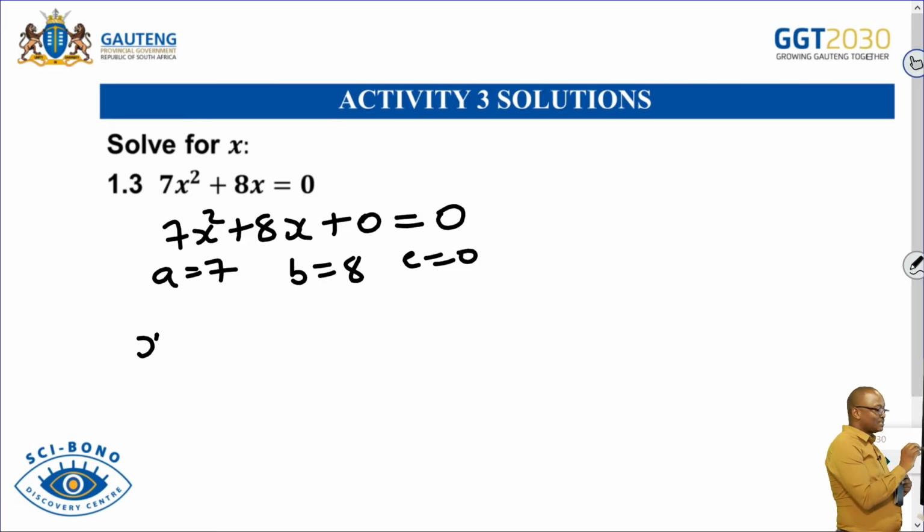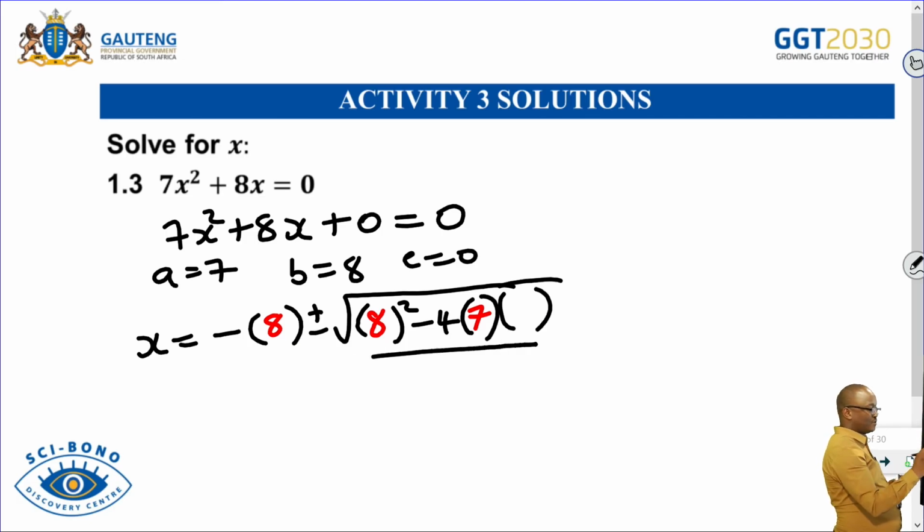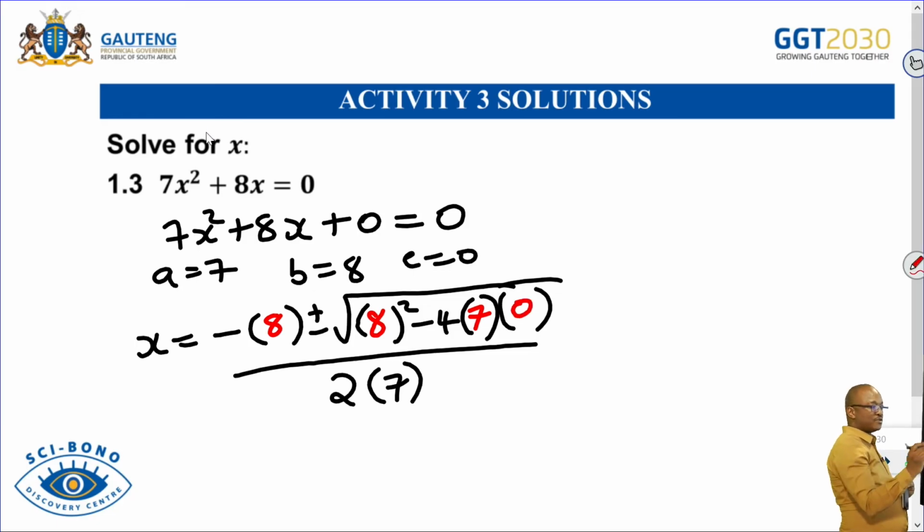Then when you use your quadratic formula, you're going to have 7 plus minus the square root of 7 squared minus 4 into... no, not 7, sorry, it is 8. B is 8. Then 7, correct? Then you'll have your 0 and 2 into 7. So you'll have 0 there and you have 7 there.